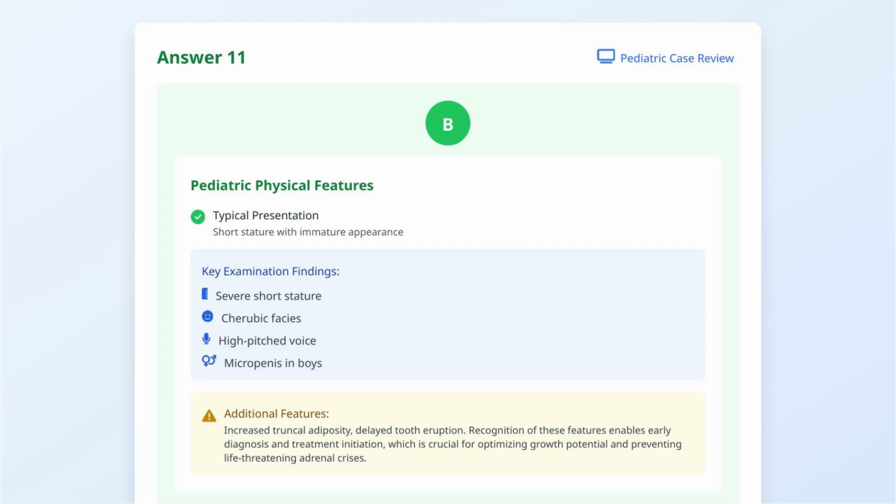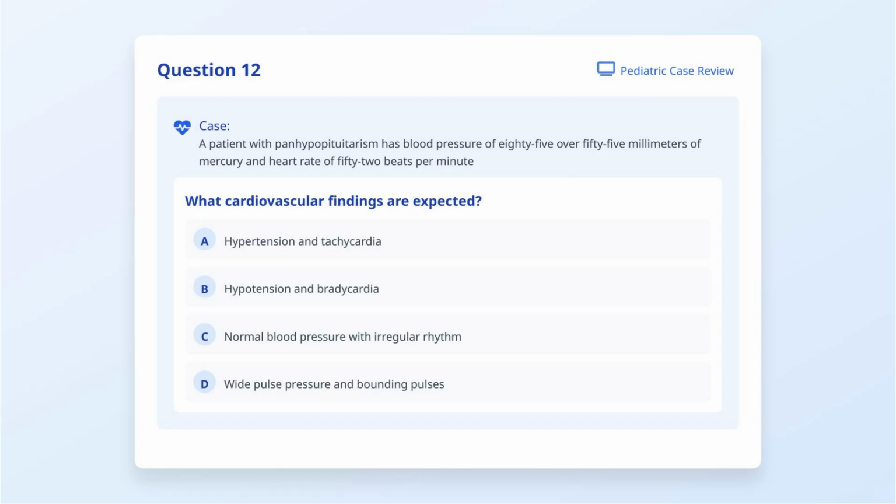Childhood panhypopituitarism presents with severe short stature and immature appearance. Examination reveals cherubic facies, high-pitched voice, micropenis in boys, increased truncal fat, and delayed tooth eruption. Recognition of these features enables early diagnosis and treatment initiation, which is crucial for optimizing growth potential and preventing life-threatening adrenal crises.